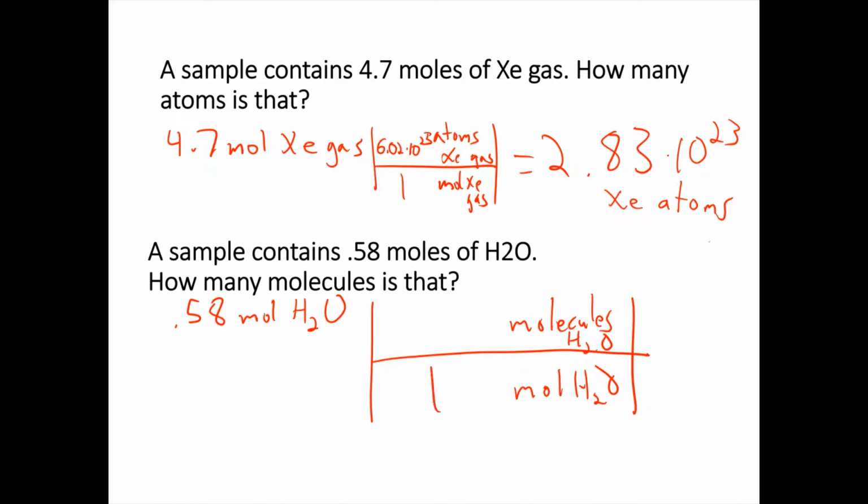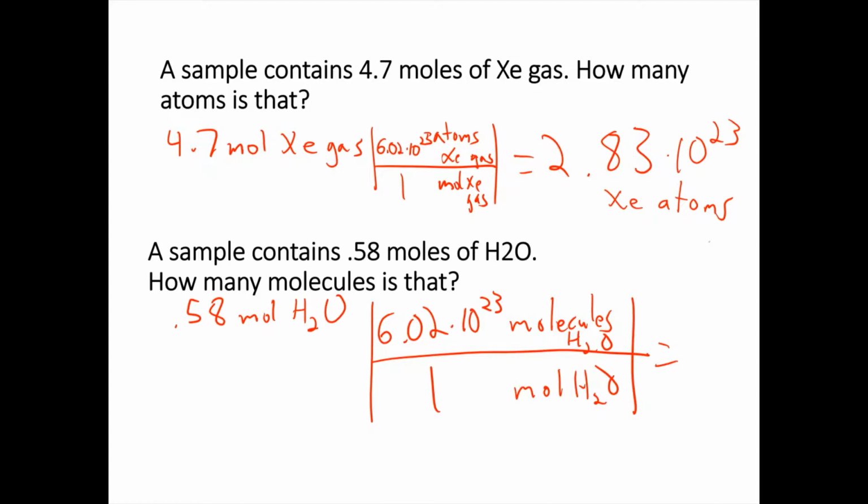Now remember, if I have 1 mole, that's 6.02 times 10 to the 23rd particles. That's usually atoms or molecules, whole standalone particles, depending on what we're looking at. So I know 1 mole of H2O is 6.02 times 10 to the 23rd molecules of H2O. It's always this number for 1 mole.